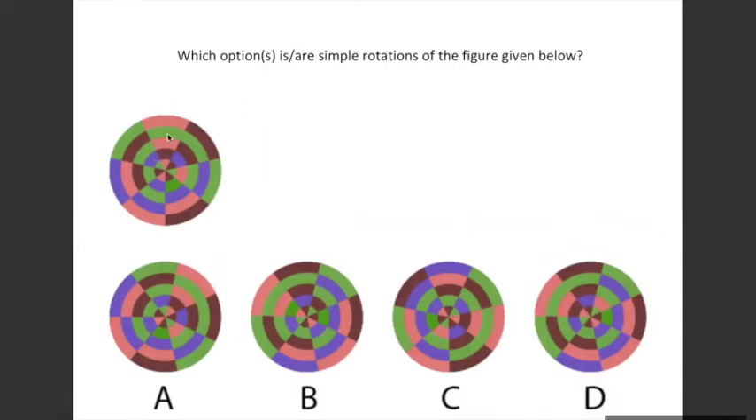You are given this object, and what you are given here is a rotation of the same object which is shown above. This object can be rotated, and with simple rotation, which options are possible? There are certain options where the colors might have swapped, or the rings might be of the wrong colors. So what you have to find is which of the options correspond to a rotation of this object above, which is shown here.